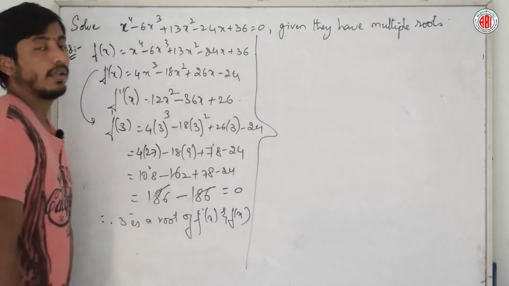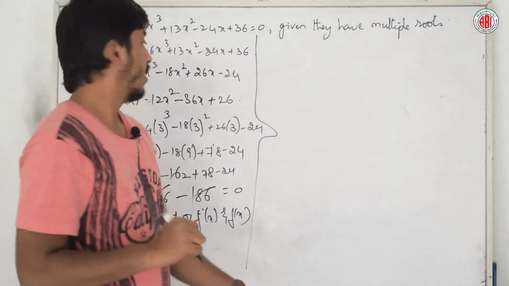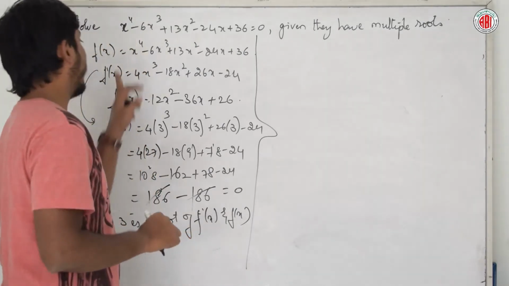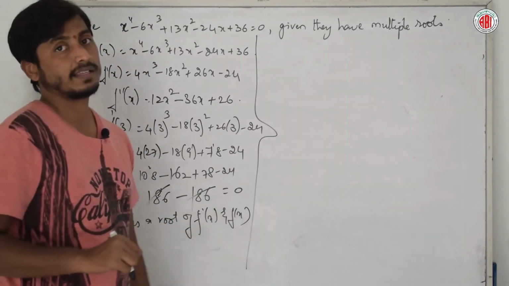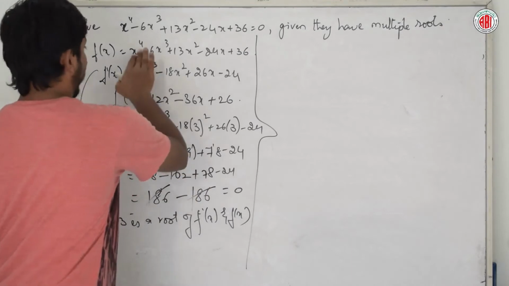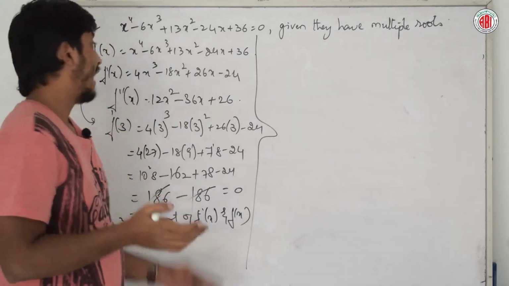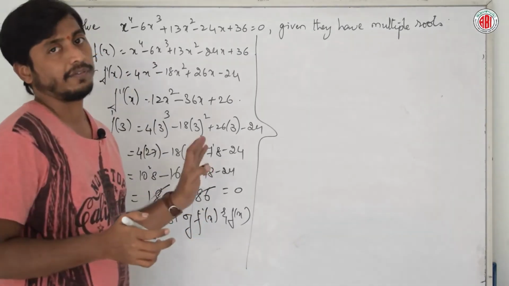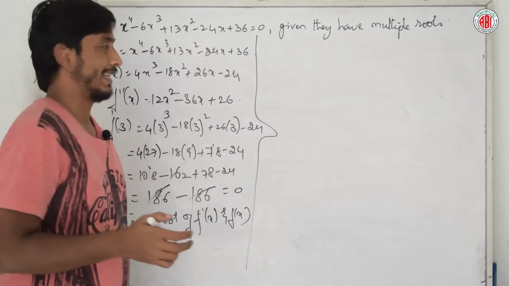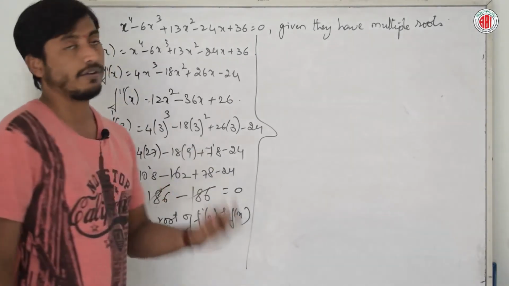Okay, one thing, why can't we substitute 3 directly in f of x itself? Why only f dash x? Because in f of x we have terms up to x power 4, which becomes hectic. At least x cube is better to simplify. Okay, next we got one root. So how do we solve it?